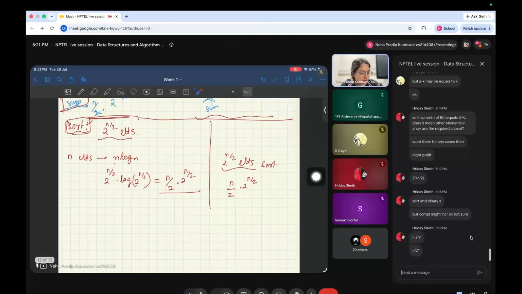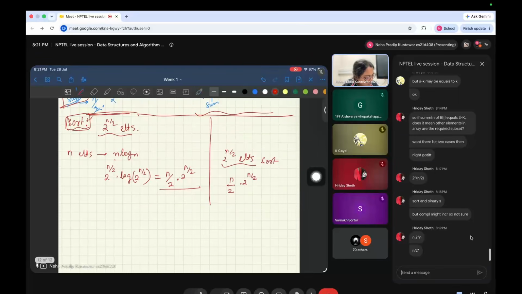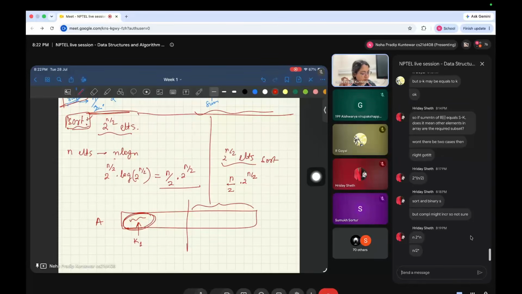Okay, so let's ask one more question. So you have this array A, and let's say there is some subset here whose sum is equal to k1.